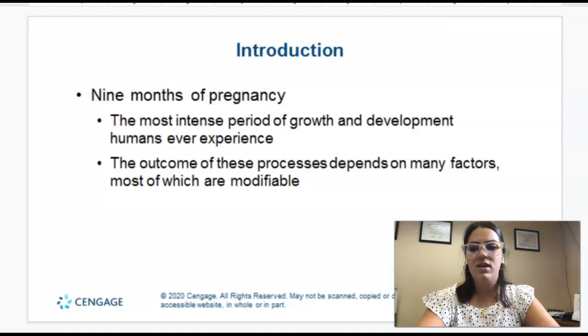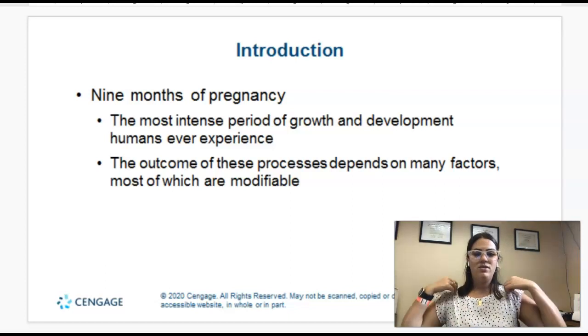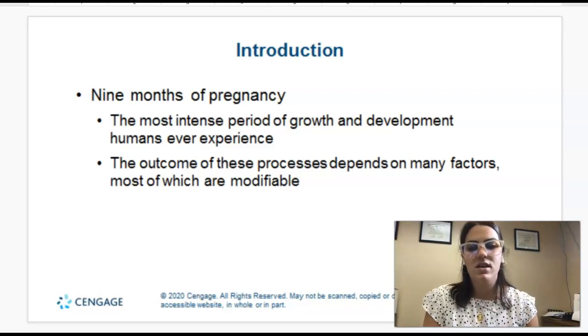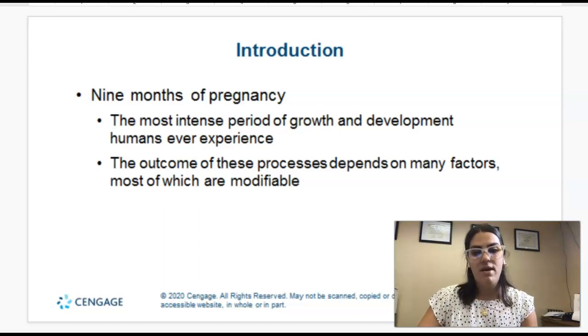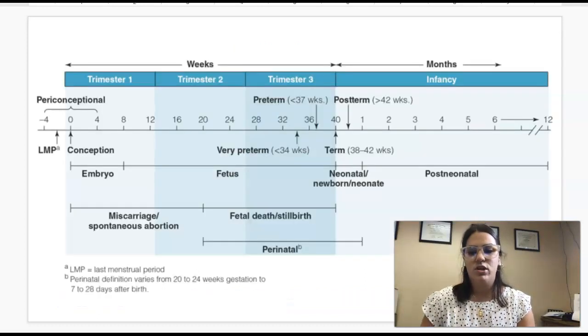Chapter 4. Again, this is nutrition during pregnancy. So thinking about the timeline of pregnancy, this is made up of 9 months. And this is the period of time in which we have the most intense period of growth and development during the human lifespan, which is pretty remarkable. And the outcomes of the pregnancy are largely going to depend on several modifiable factors. So diet, weight status at time of conception, weight gain during pregnancy, all of these things can affect the outcomes for both mom and baby long term. So we'll talk a little bit about that.